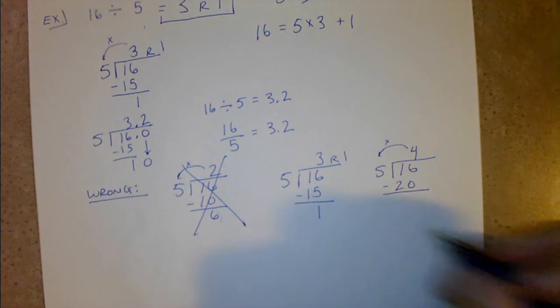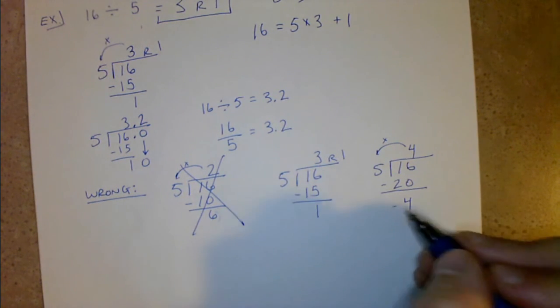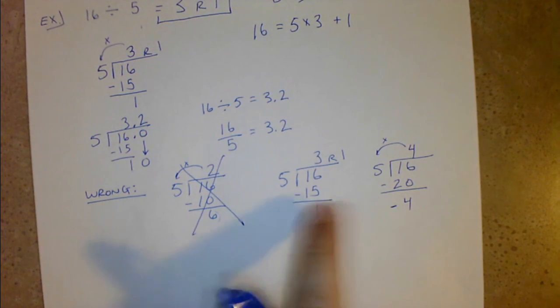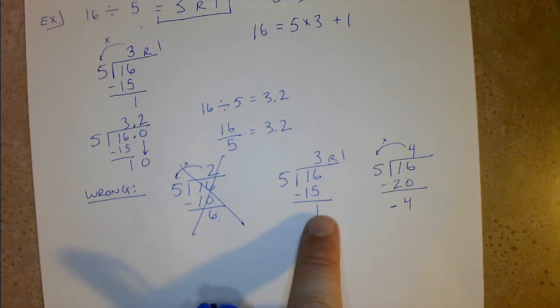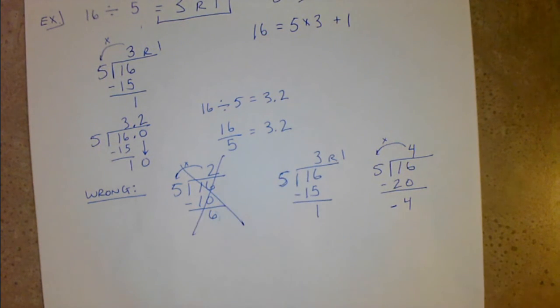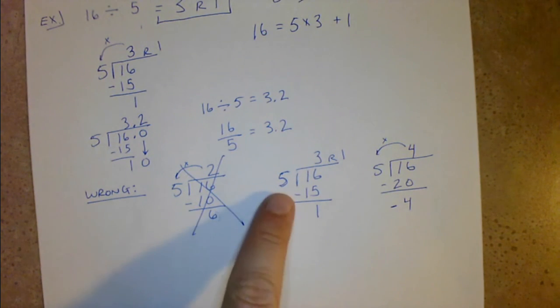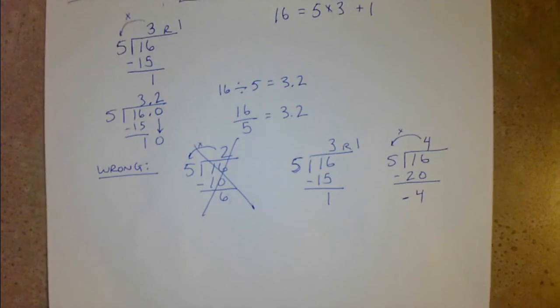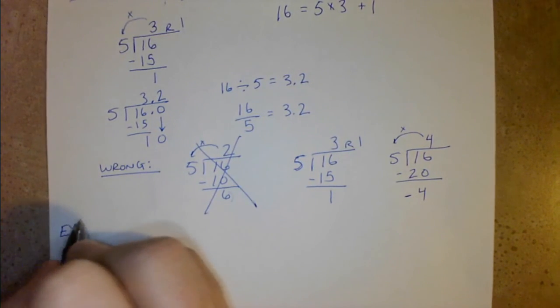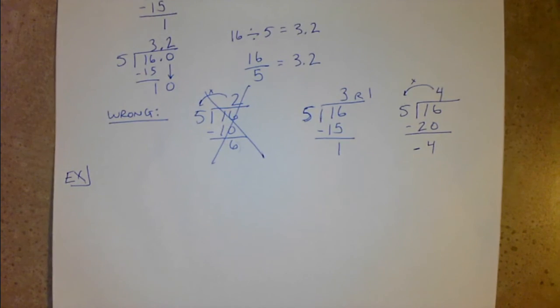I mean, I can. I get negative 4, if you know about negative numbers, but this cannot be negative down here. This number that I get after I do my subtraction has to be less than what I'm dividing by. It has to be less than my divisor. So, with that said, let's start a slightly more complicated example.